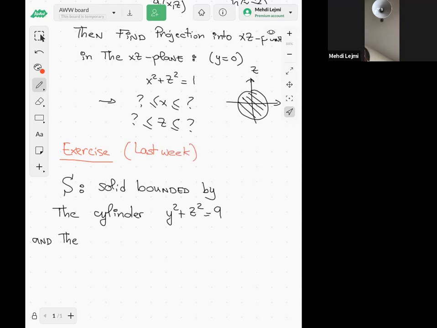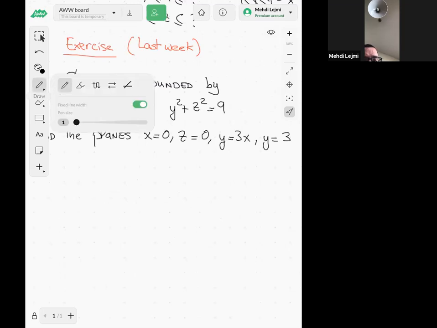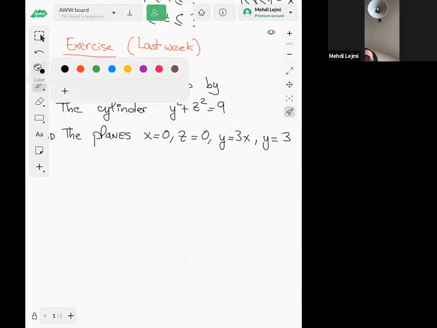And the planes, so we said, I think, x equals 0, and then z equals 0, and then y equals 3x, and then y equals 3. So you have, again, the cylinder, but now we have four different planes. Again, guys, the number of equations depends on the problem, depends on the solid. Anyway, I tried to sketch this solid S, so let me just remind you quickly what the graph of this solid S looks like.